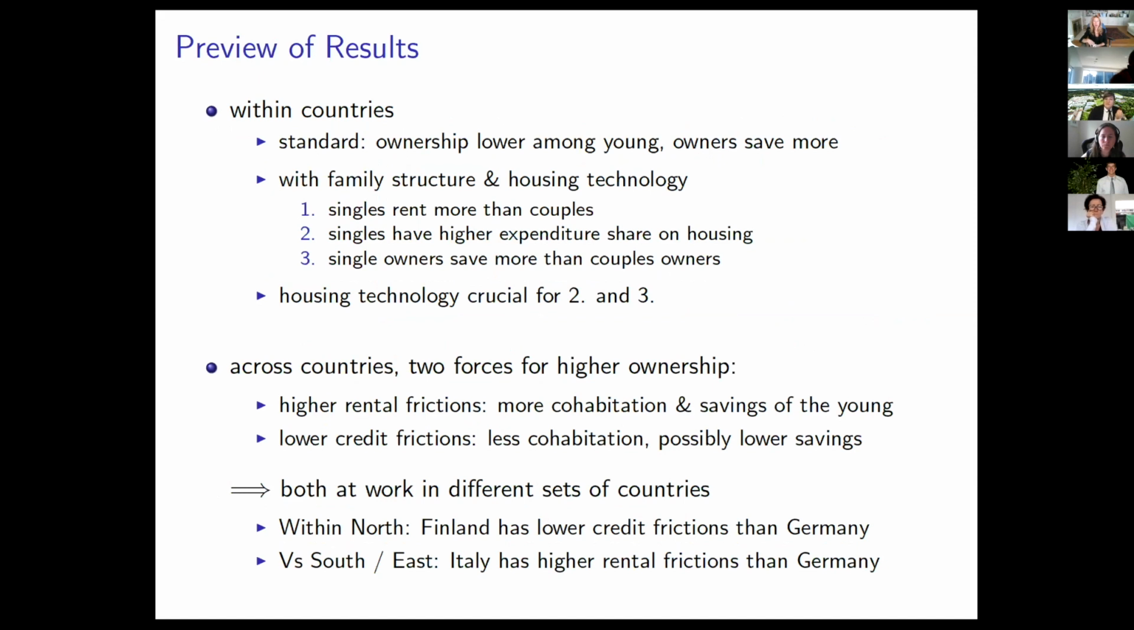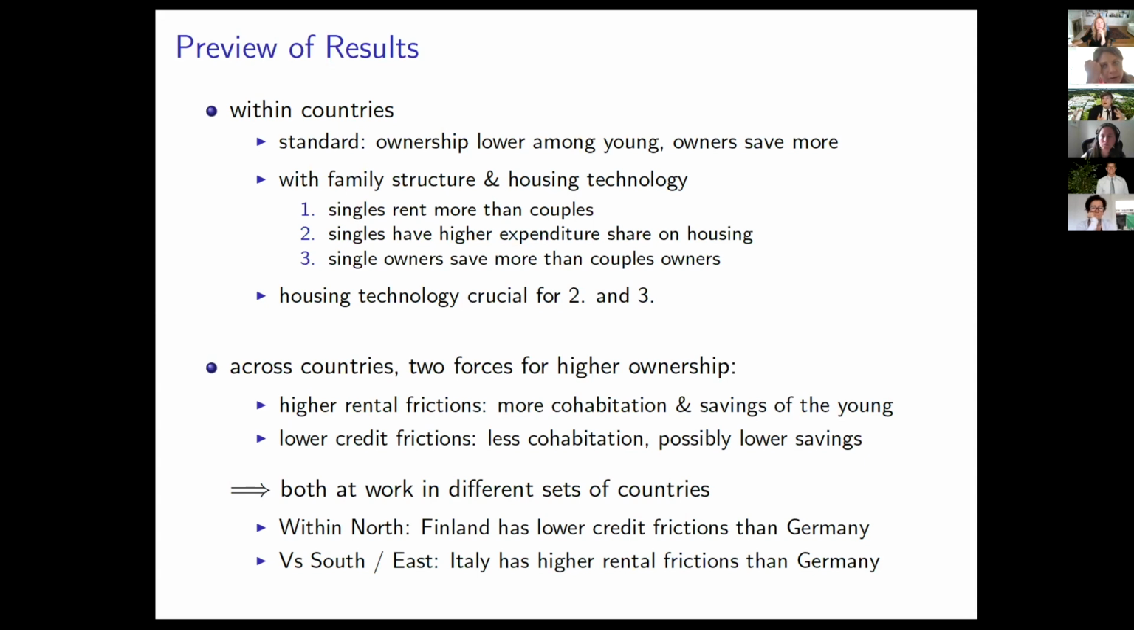This particular setup delivers 2 additional predictions that we then confirm in the data. First, singles have higher expenditure shares on housing than couples. And second, among owners, singles save more than couples. The way we model this production of housing services is actually crucial for the results 2 and 3.